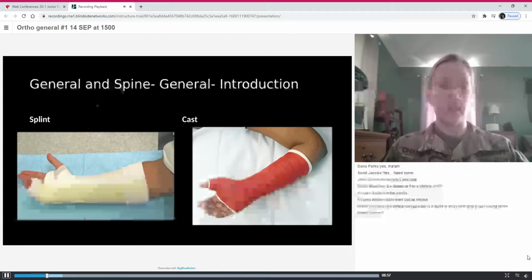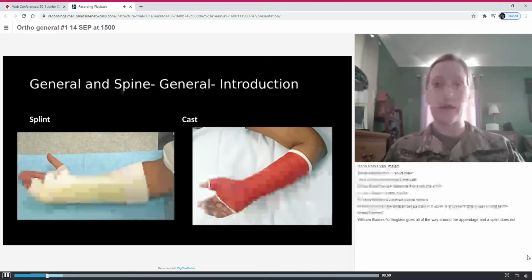Yes, so I support that way of thinking about it, Harris. So a splint would be something that we would want shorter term, whereas a cast would be a longer term treatment.